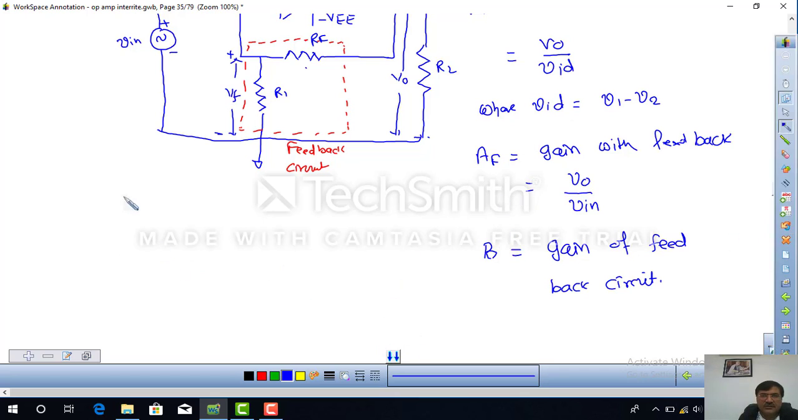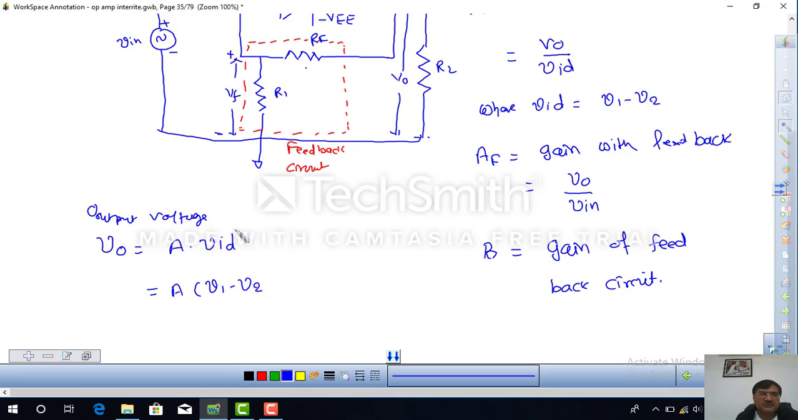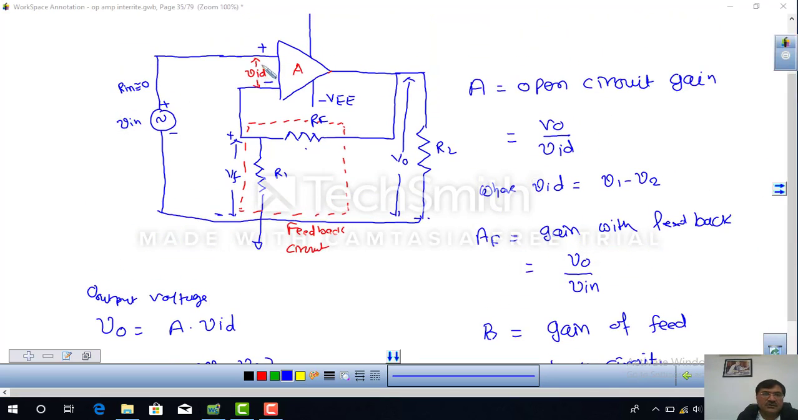Now, as we mentioned here, what is our output? The output voltage VO is equal to, from this you can say, A into VID, and that is equal to A times (V1 minus V2), where V1 is the voltage at the non-inverting input and V2 is the voltage at the inverting input. So here V1 is equal to Vin, as you can see in the circuit. Here the voltage we say V1, here the voltage we say V2.